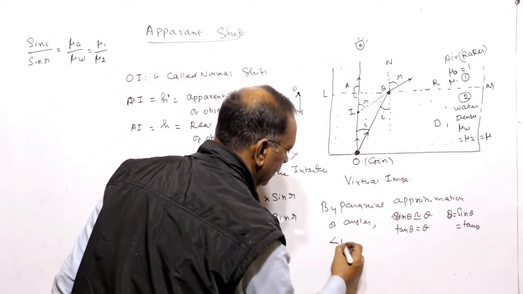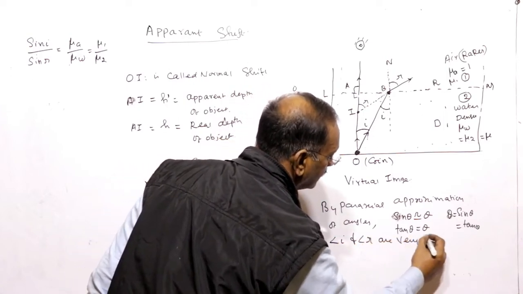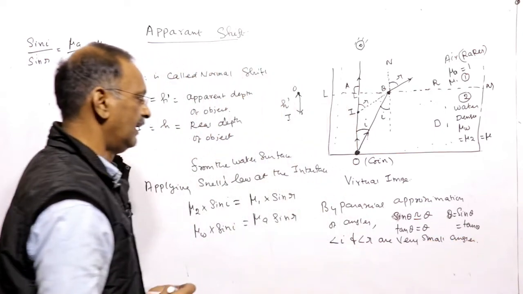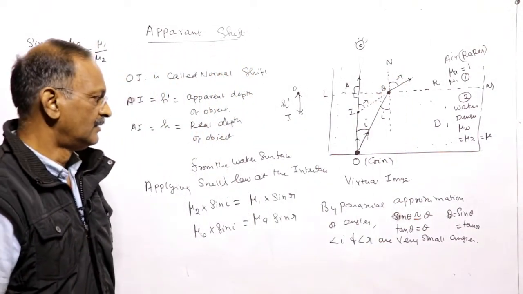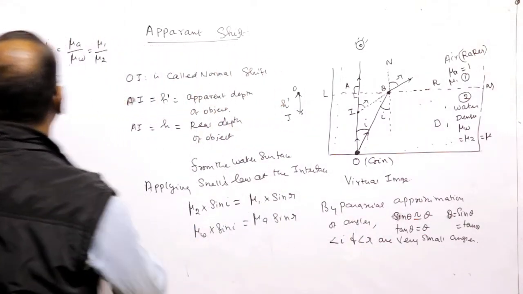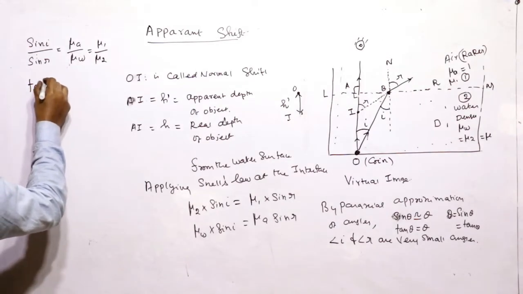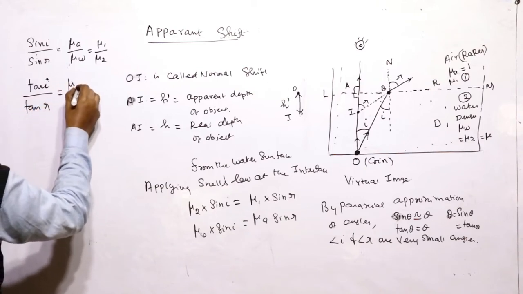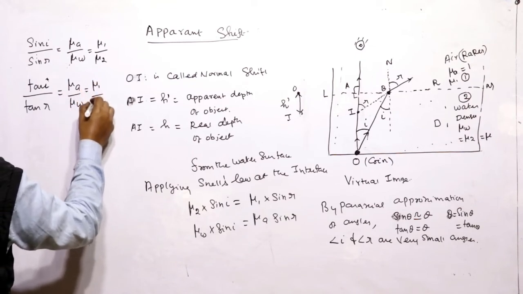Since the angle of incidence I and the angle of refraction R are very small angles, we can apply the paraxial approximation. That is, instead of sin I, we can write tan I. Tan I divided by tan R is equal to the refractive index of air by the refractive index of water, which is equal to mu1 by mu2.